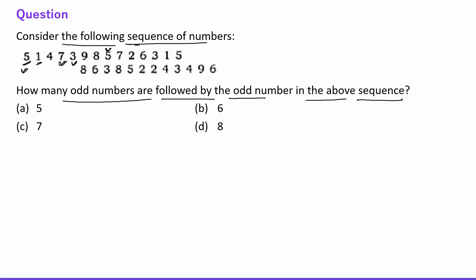After that, 3 is satisfying the condition, and 1 is also satisfying the condition, and then 5 is not. Then 3 no, 5 no, 3 no, no. So just count them: 1, 2, 3, 4, 5, 6. So here 6 odd numbers are there which are being followed by odd numbers.